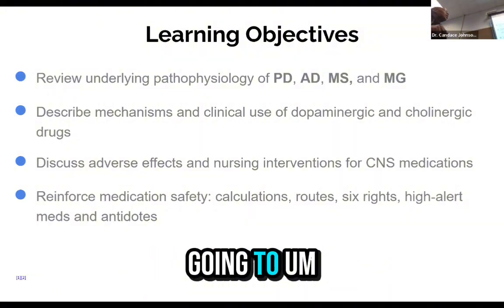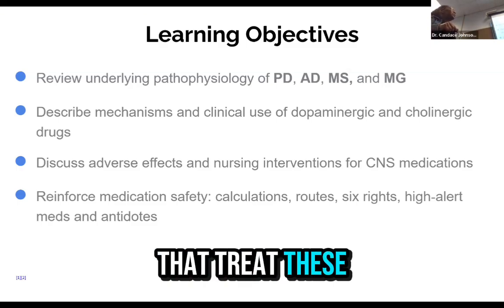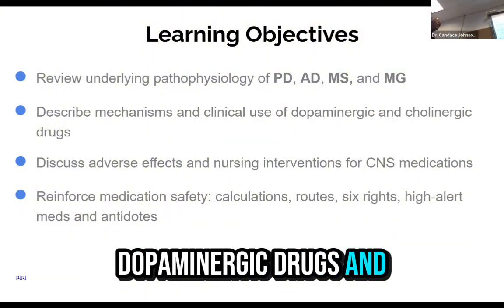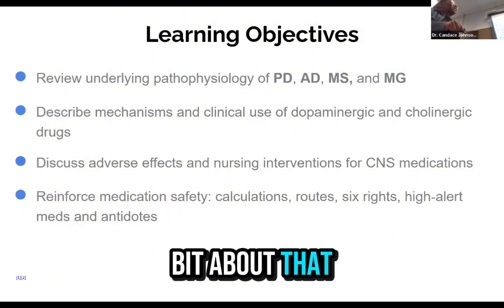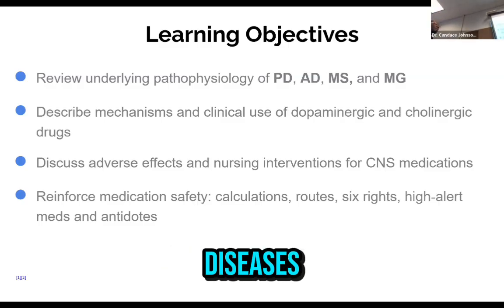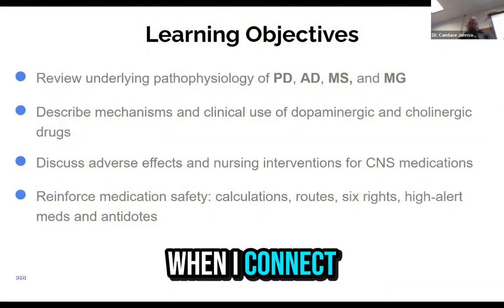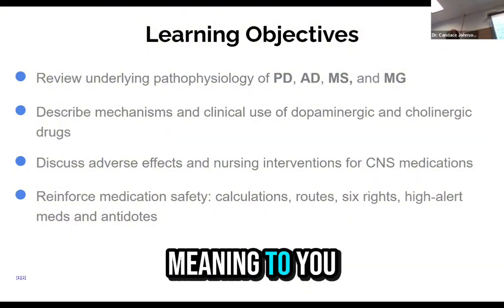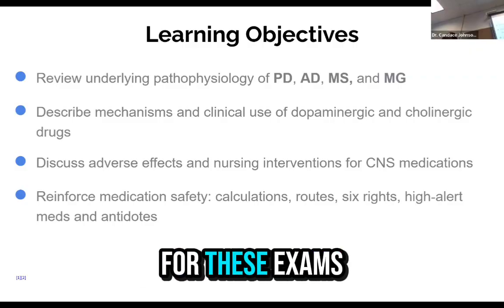And then we're going to really go into the clinical use of the drugs that treat these diseases, which are going to be the dopaminergic drugs and the cholinergic drugs. And we'll talk a little bit about that biology there that would make sense for these diseases. And then we're going to talk nursing interventions, because I feel like when I connect the nursing interventions to the drug, it has more meaning to you. And I think it also helps you keep up with what's important for these exams, right?